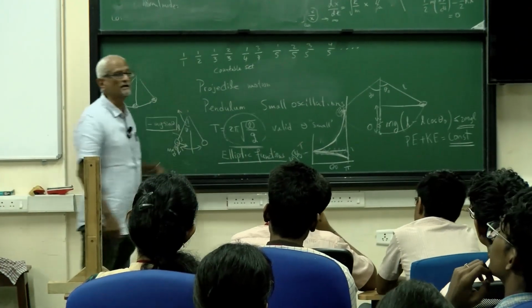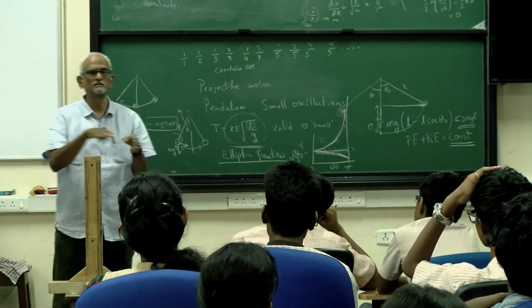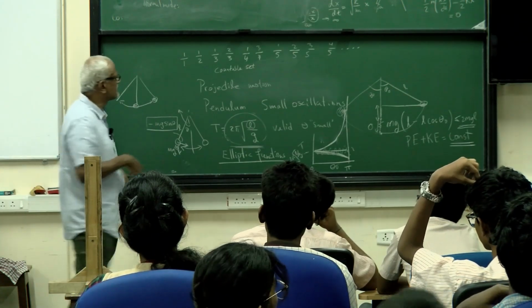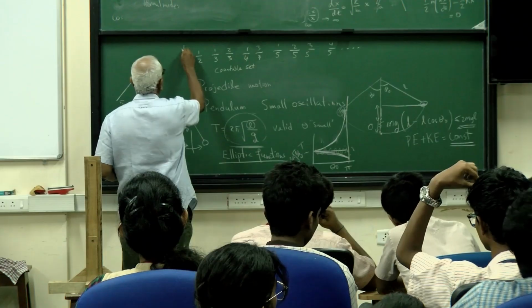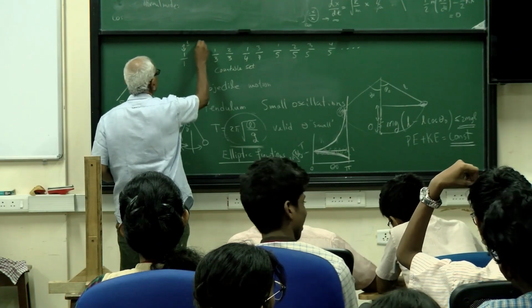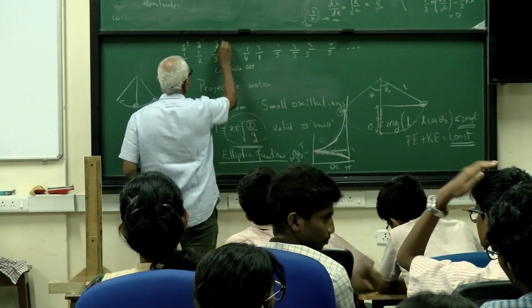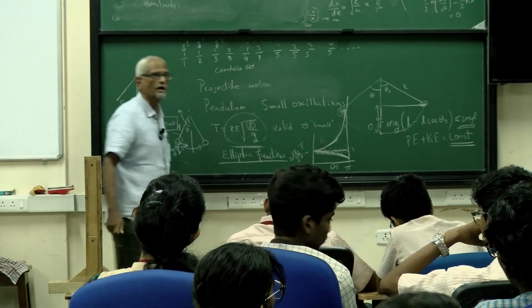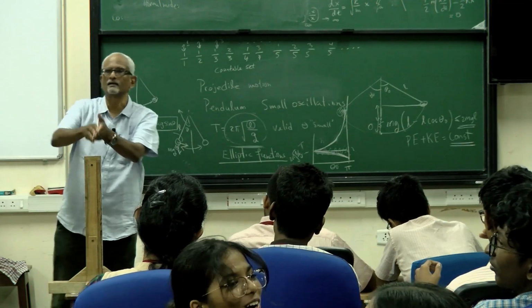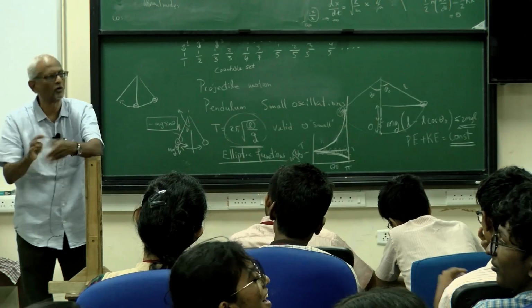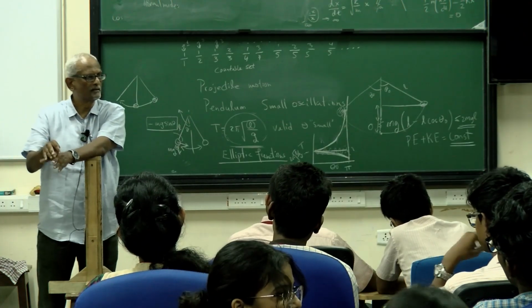So there are as many rational numbers as integers. You can make a one-to-one mapping between this and 1, this and 2, this and 3. So if you thought that there were more rational numbers than integers, you're wrong. They are exactly the same number.